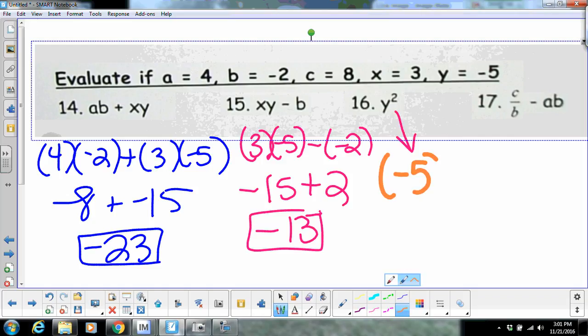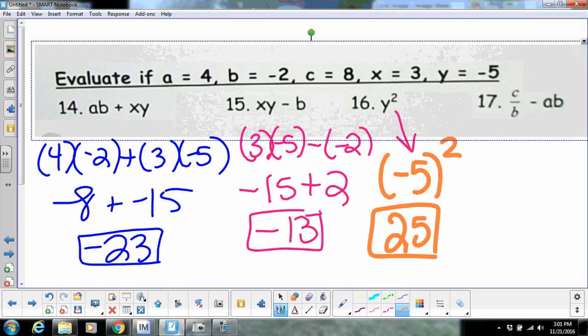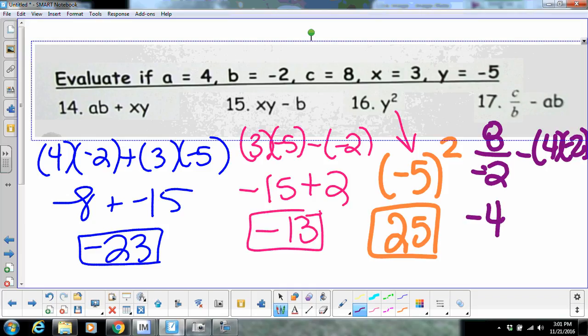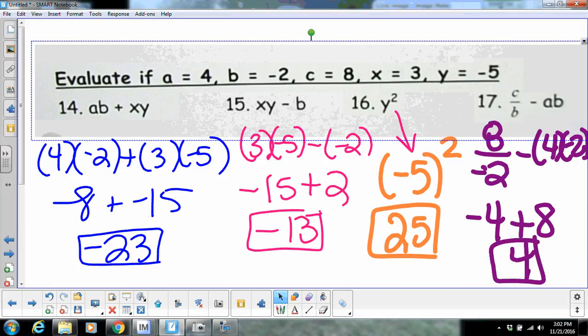Okay, remember this right here, that's y squared. That negative is in parentheses, so it's negative 5 squared, which is positive 25. And then our last one's going to be 8 divided by negative 2 minus 4 times negative 2. Okay, so this is going to give me negative 4 plus 8, which is 4. So every one of your homework problems have been done for you. So there's absolutely no reason why anybody tomorrow does not have their homework completed.